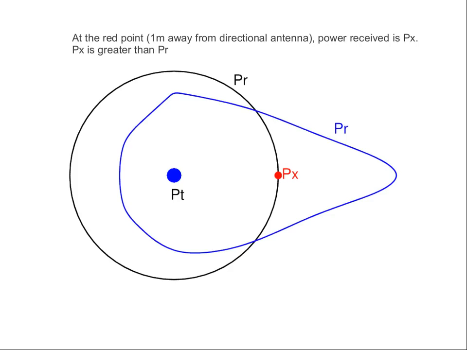We can say the gain of using my directional antenna relative to using an ideal isotropic antenna is 2. Our signal is 2 times stronger. In that direction only, in this direction. If I looked at the opposite direction, it would be different.